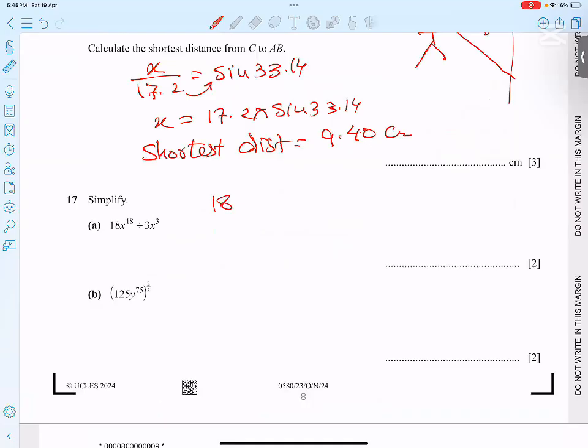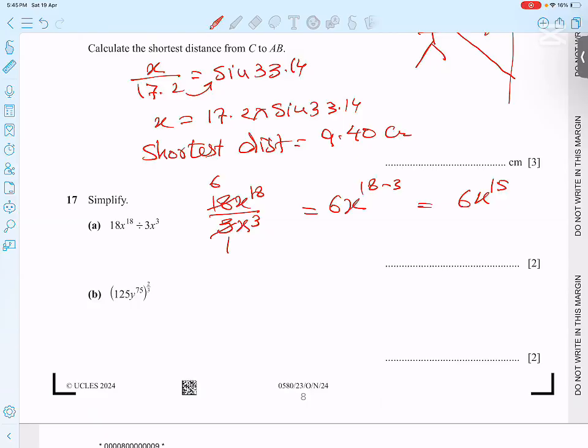So 18x to power 18 divided by 3x to power 3. This is simple: use the table of 3, 3 sixes are 18, so 6. And what is the basic rule here? In the same base, upper power minus lower power. So 6x to power 15 is my final answer. Okay, and let's go for the next one.